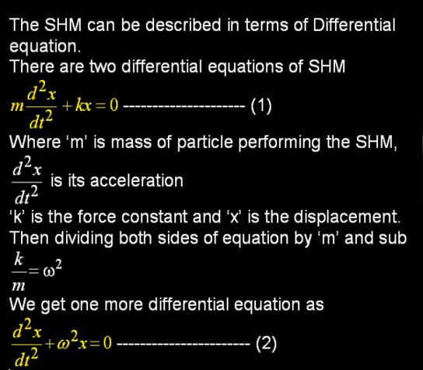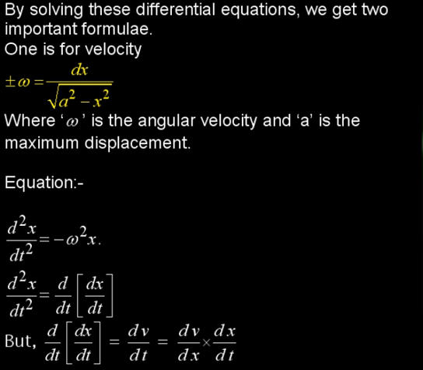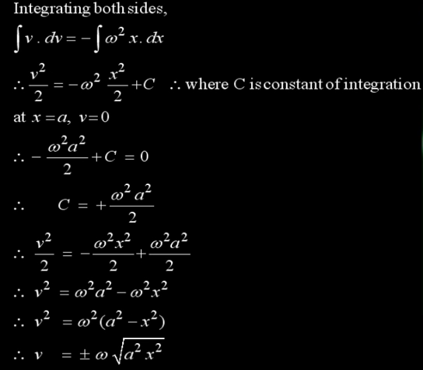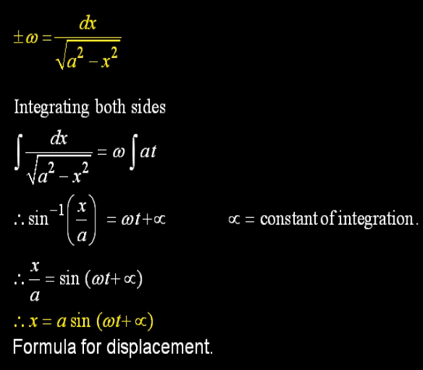Then, dividing both sides of the equation by m and substituting k upon m as omega square, we get one more differential equation as d square x by dt square plus omega square x is equal to 0. By solving these differential equations, we get two important formulae. One is for velocity, that is plus or minus omega under root a square minus x square, where omega is the angular velocity and a is the maximum displacement.